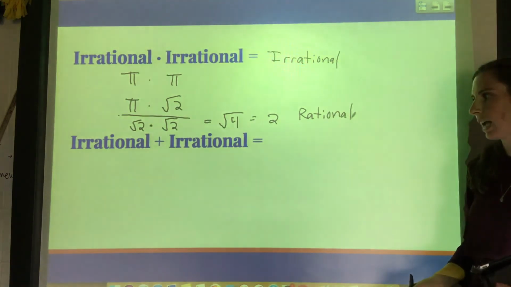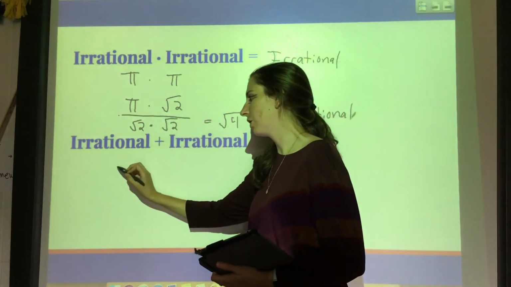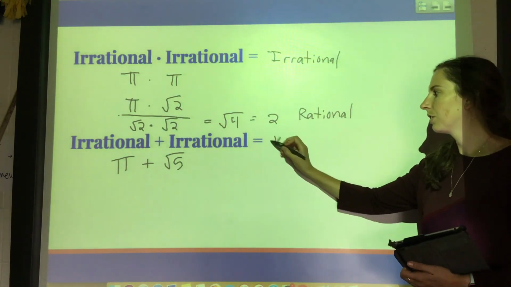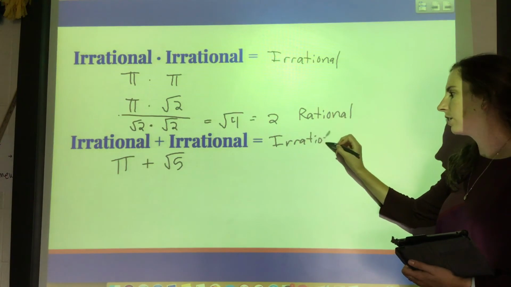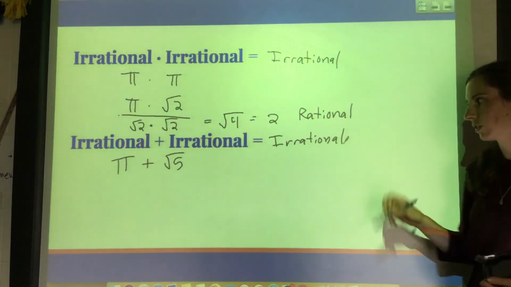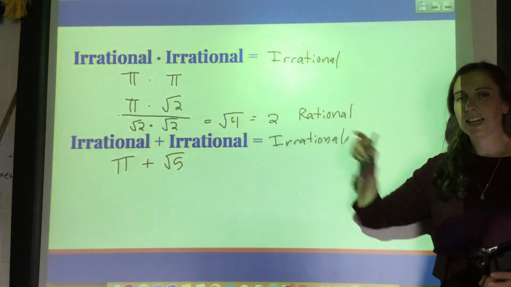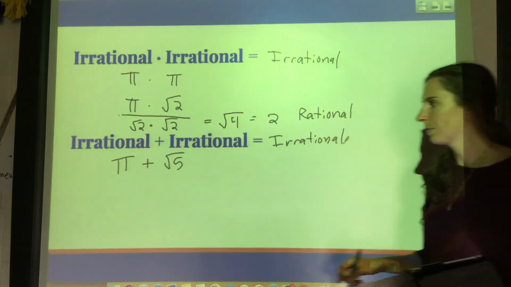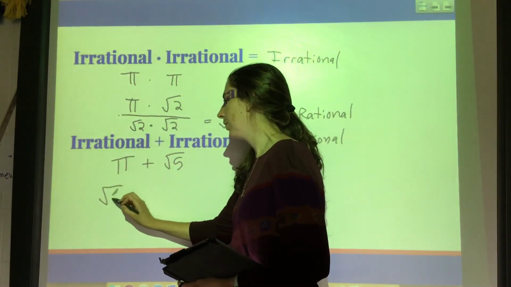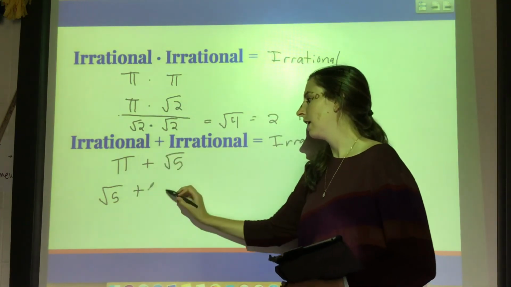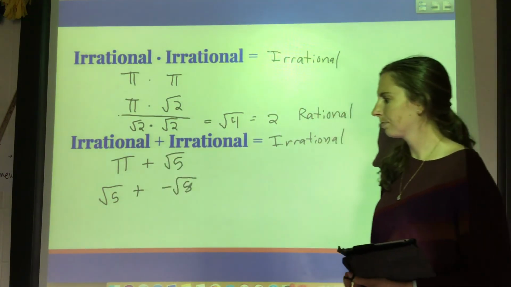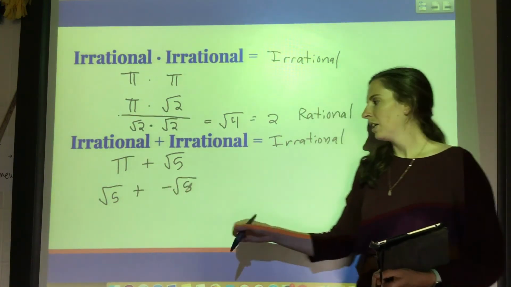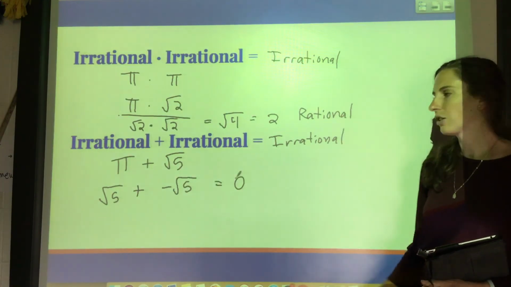This one, let's see if we add them up. Typically if you add irrational numbers like pi plus square root of 5, that's going to come out irrational. It's still going to be a decimal that doesn't repeat, goes forever. But it is possible, once again, to get a rational out here. For example, what if I did the square root of 5 plus the negative square root of 5, or just minus square root of 5? Both of these are irrational numbers, but that comes out to be 0, which is rational.